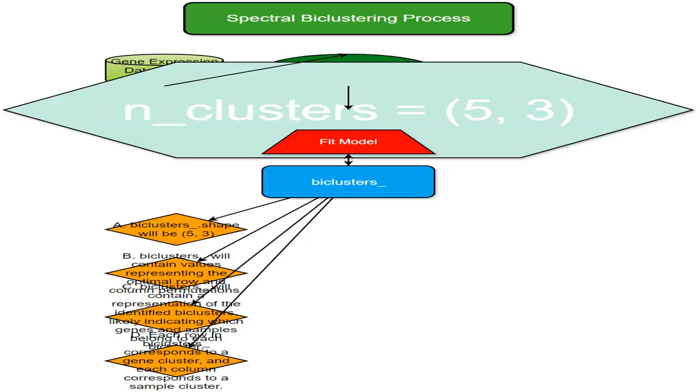I'm telling the algorithm that I want to find 5 groups of genes and 3 groups of samples. It's like asking, can you divide these genes into 5 meaningful groups and these samples into 3?